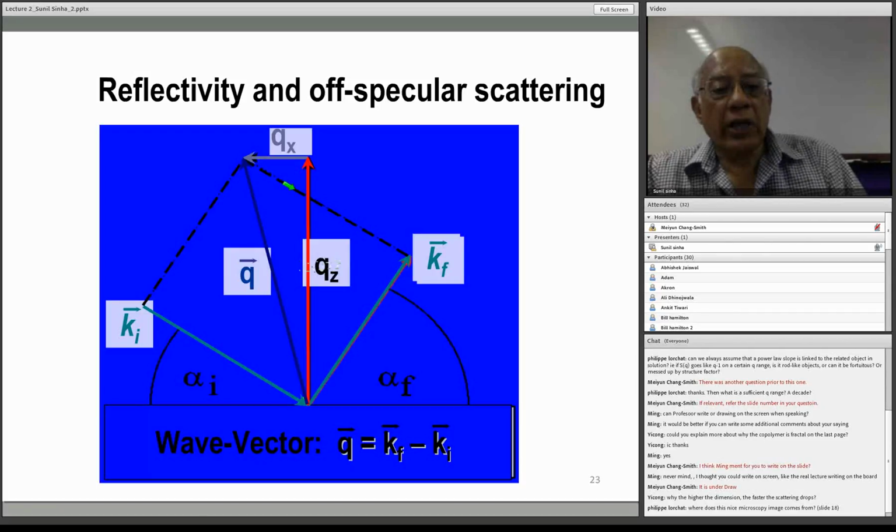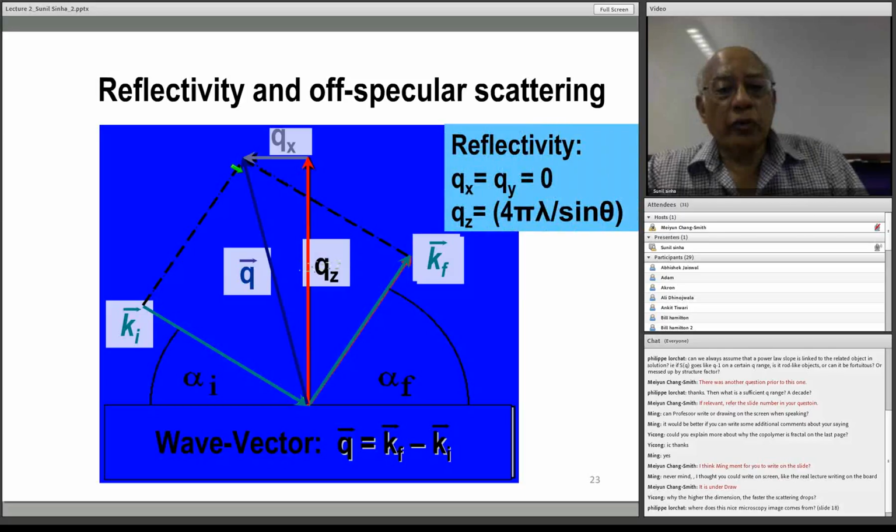Of course, you can arrange for your scattering wave vector by tilting your sample or moving the detector. You can arrange for the scattering vector to be off that normal, in which case you're sampling off-specular scattering or diffuse scattering, and that measures the in-plane fluctuations. So specular reflectivity corresponds to the Qx and Qy components defined in the plane as being 0, and only a Qz component, which is given by 4 pi over lambda times sine of theta, where theta here is the same as the angle of incidence alpha.